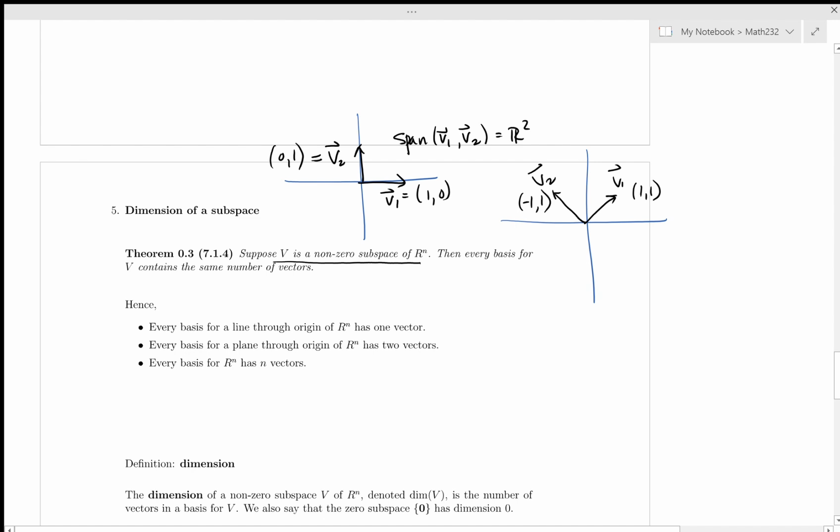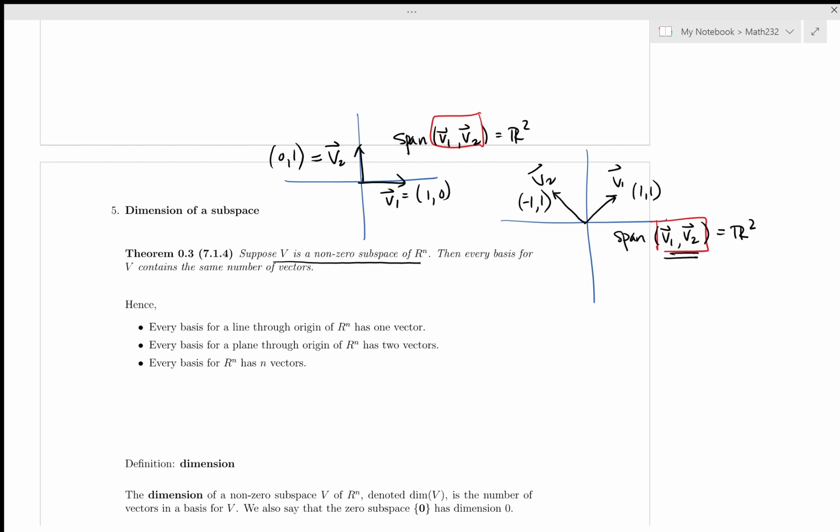Well, then I'm saying for this new example, the span of V1 and V2 is R2. V1 and V2 are linearly independent. So this V1 and V2 is also a basis for R2. Clearly they're not equal. But the thing that is equal is that there are two vectors in each. So you notice there are two vectors here and there are two vectors here. So any set of vectors that spans R2 and is linearly independent will have two vectors in it. So that's what this is telling us.